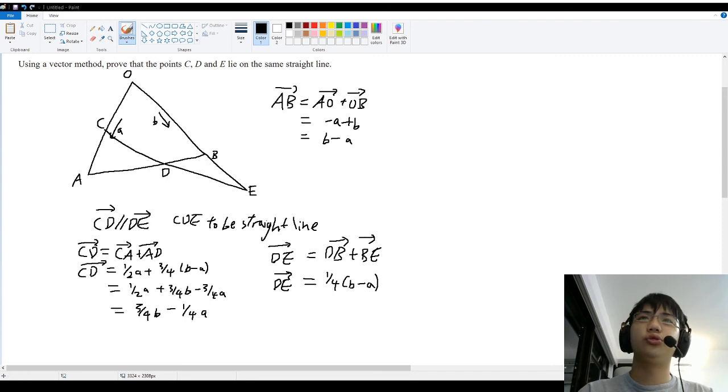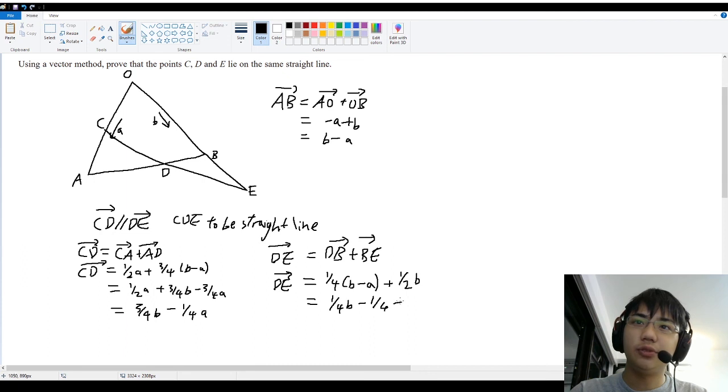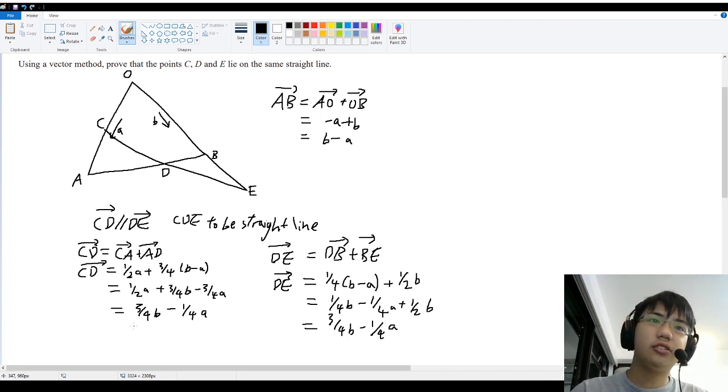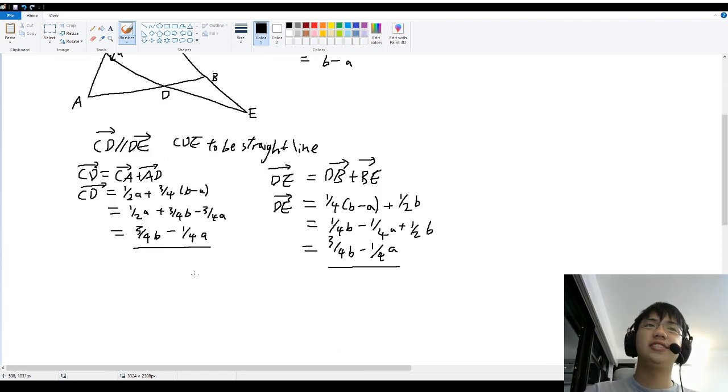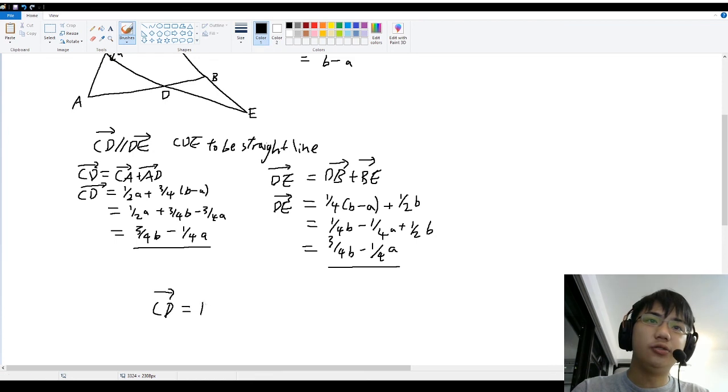Since DB is the remaining quarter of AB, and BE is equal to half of B, so 1/4 B minus A plus 1/2 B, and that equals 1/4 B minus 1/4 A plus 1/2 B, and that equals 3/4 B minus 1/4 A. So as you can see here, these two expressions are the same, so you can write that CD equals DE. Therefore, CDE is a straight line.